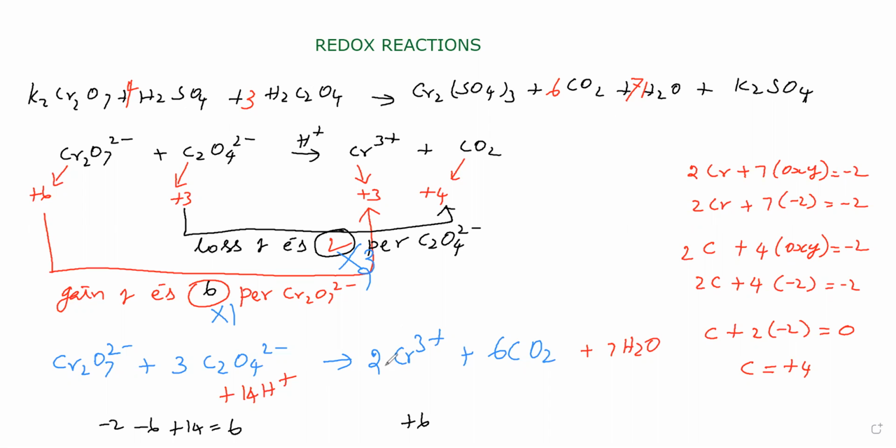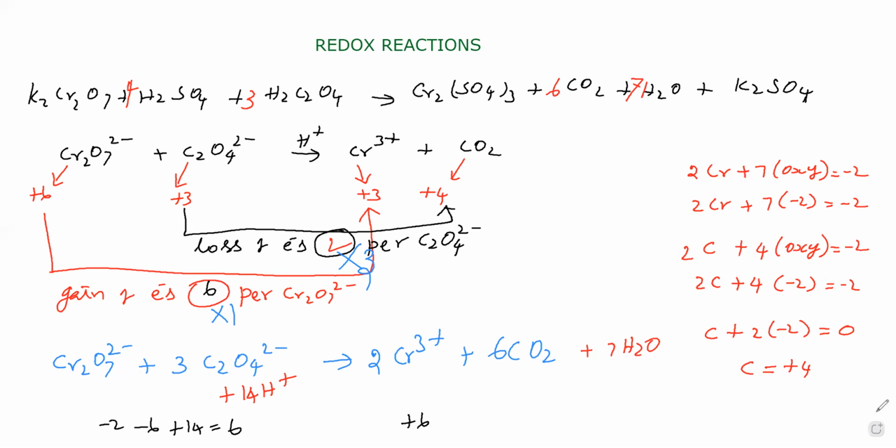Here, when we are balancing this ionic form, to balance oxygen we have used water molecules. To balance hydrogen, we have used H plus ions. Why? Because this reaction takes place in acidic medium. So again, to balance oxygen, we use water molecules. To balance hydrogen, we use H plus ions. Why? Because this reaction takes place in acidic medium.